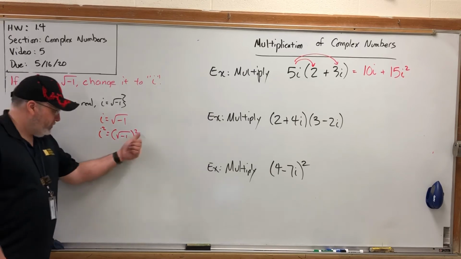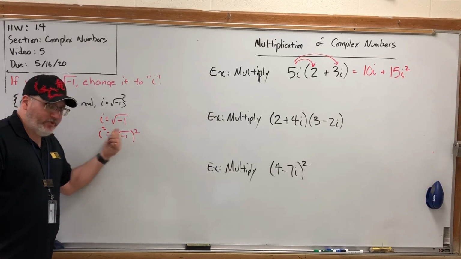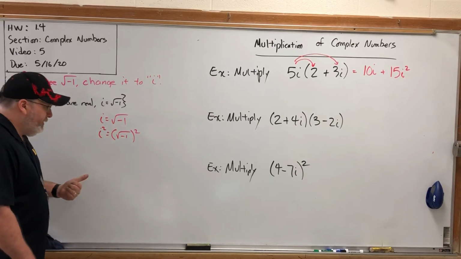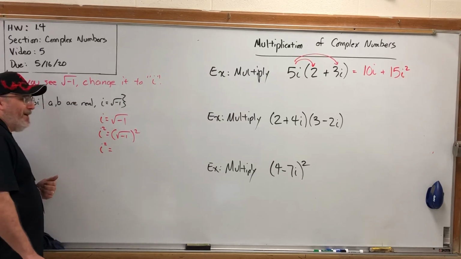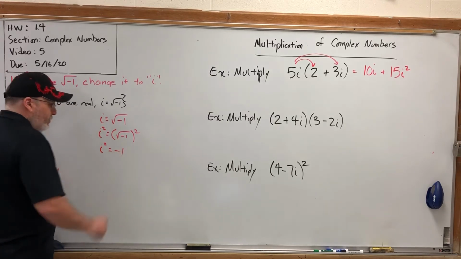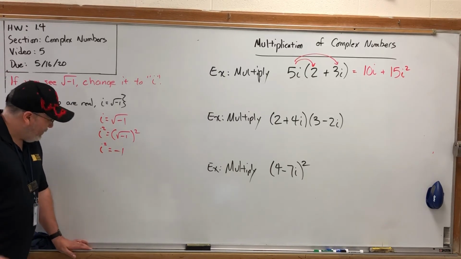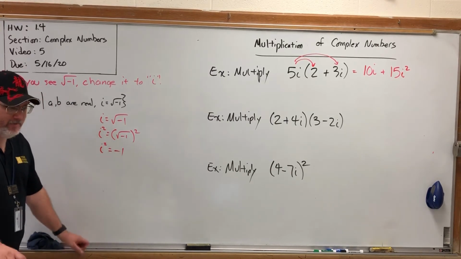Well, squares and square roots are inverses. More on that later. And basically they cancel. So while the i squared just sits there on the right side, the square and the square root cancel, and that leaves me with a -1. And now we've got an equation that says i squared equals -1.